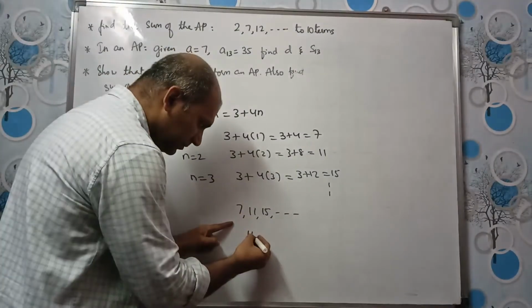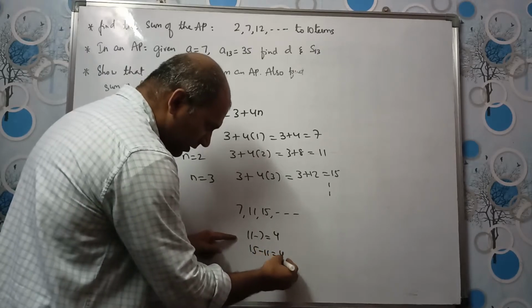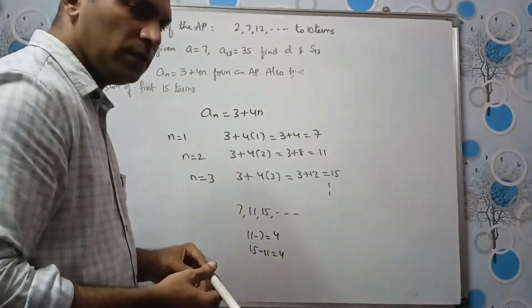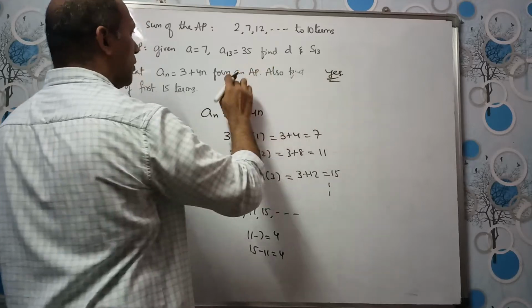11 minus 7, how much? 4. 15 minus 11, this is also equal to 4. If you keep on finding the values, the difference will be equal to 4 only. So is this forming an AP? Yes, this is forming an AP.